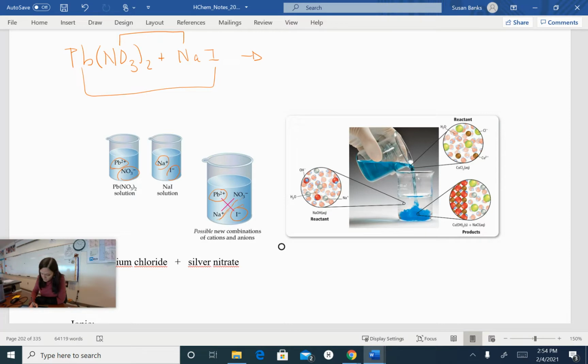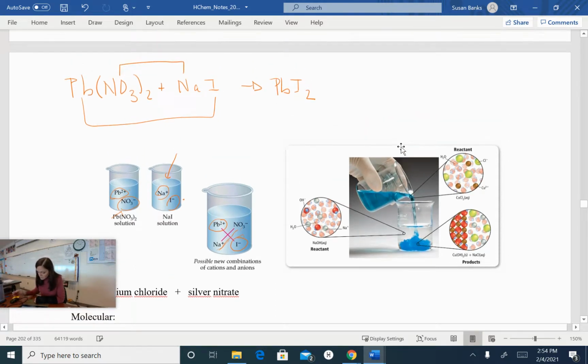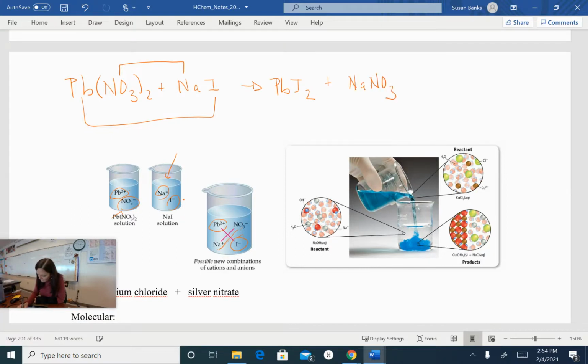So this lead is a plus 2, and iodide is a negative 1. So I'm going to need 2 iodides to balance out that charge, right? Sodium right here is a plus 1, and nitrate is a negative 1, so I'm going to need 1 of each to balance that out. Okay, so there's our skeleton. Now the next thing we've got to do is balance this. So hopefully you realize that I need to double my sodium iodides, and I need to double my sodium nitrates.